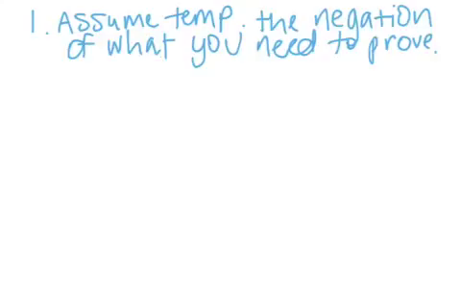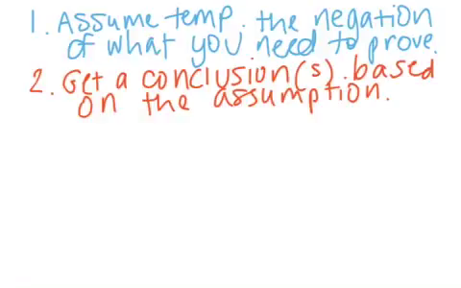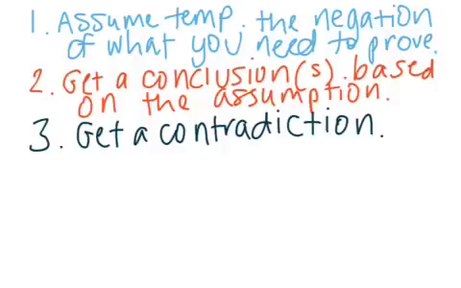There are 5 main parts to writing an indirect proof. Number 1. Assume temporarily the negation, or the not, of what you need to prove. Number 2. Get a conclusion or conclusions based on the assumption. Write it or them in the form of conclusion; reason. And this reason would be like a postulate or theorem or given that justifies your conclusion.